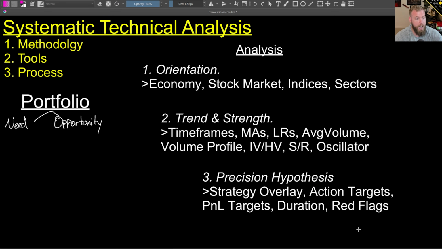The other thing is I use the charts and my analysis to help me identify various red flags.